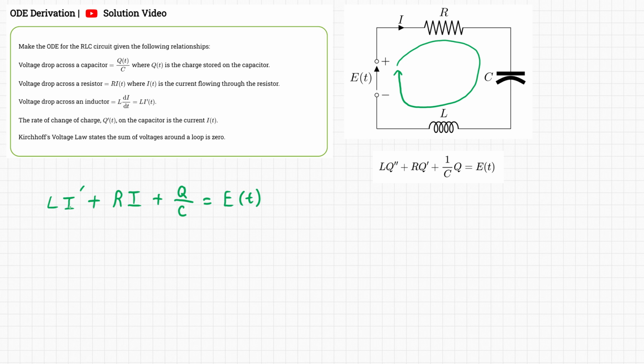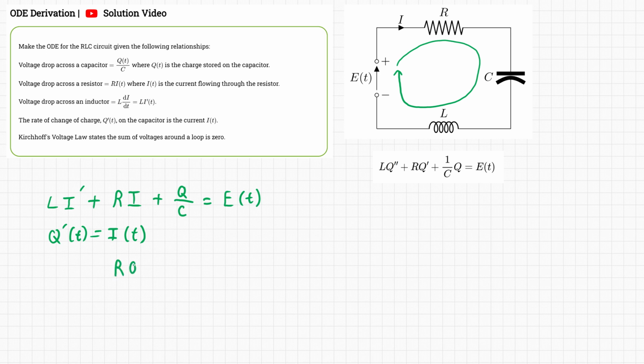So I prime is a function of T. I is a function of T. Q is a function of T. And then the last thing we can do, we have Q of T, but we also have I of T in here. We know that Q prime of T is equal to I of T. And so there we can pretty much replace the I of T, so let's do that.